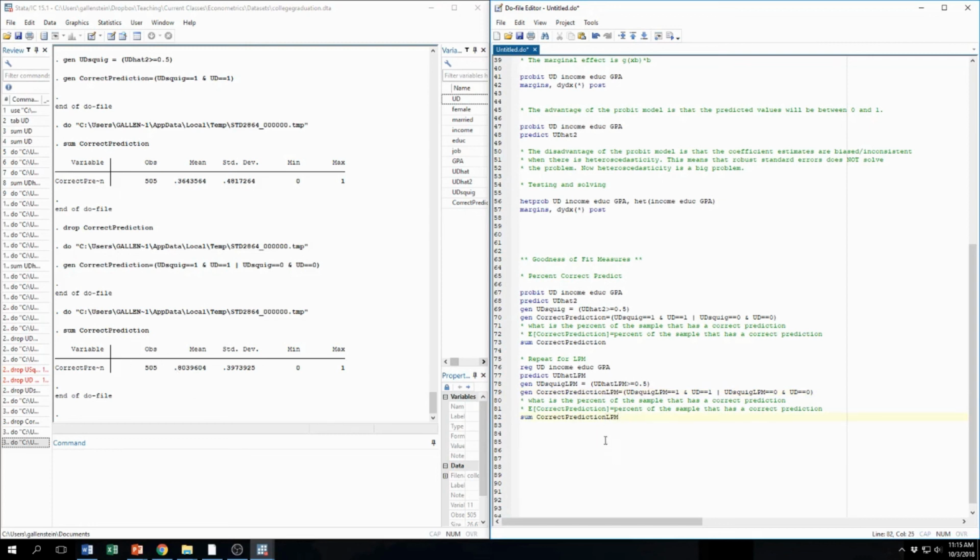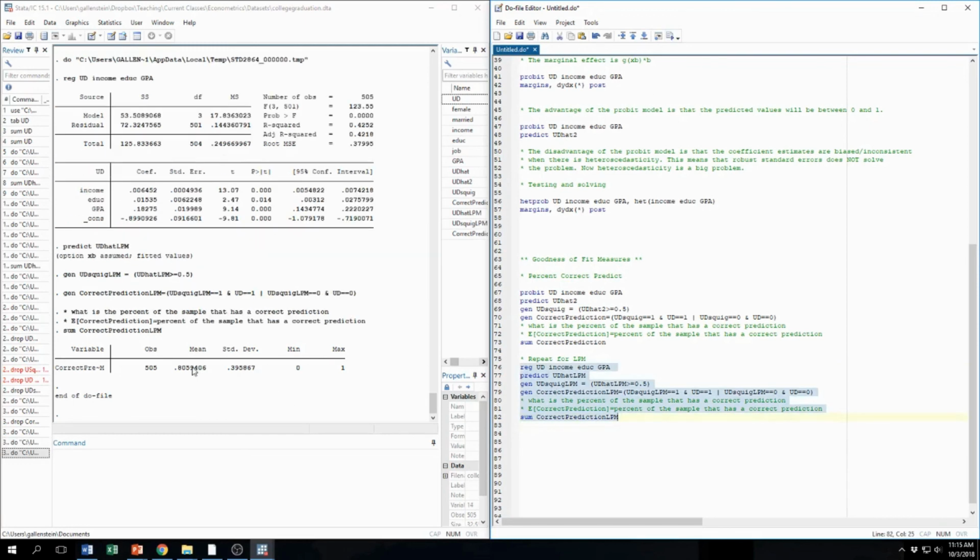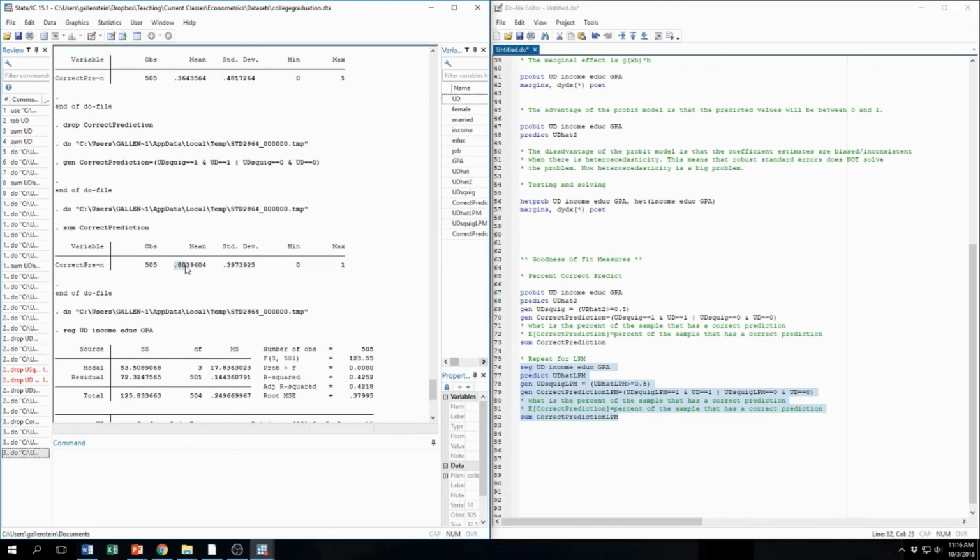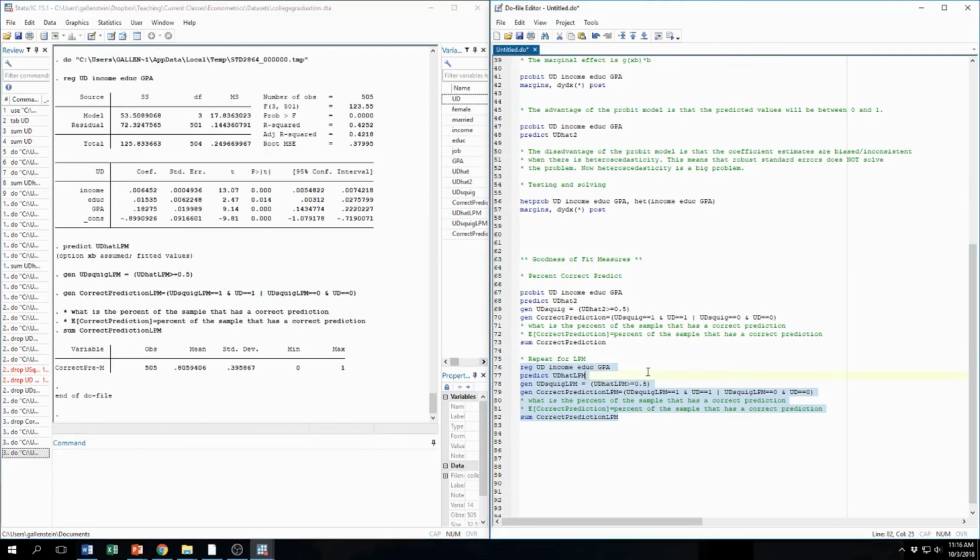So which one is going to do a better job of generating a predicted value? Let's see. Okay, they're both pretty much 80%. This is 80.6% and this is 80.4%. They're pretty much the same. Okay, so that's one measure of goodness of fit. The higher this percentage is, the better that it fits the data.